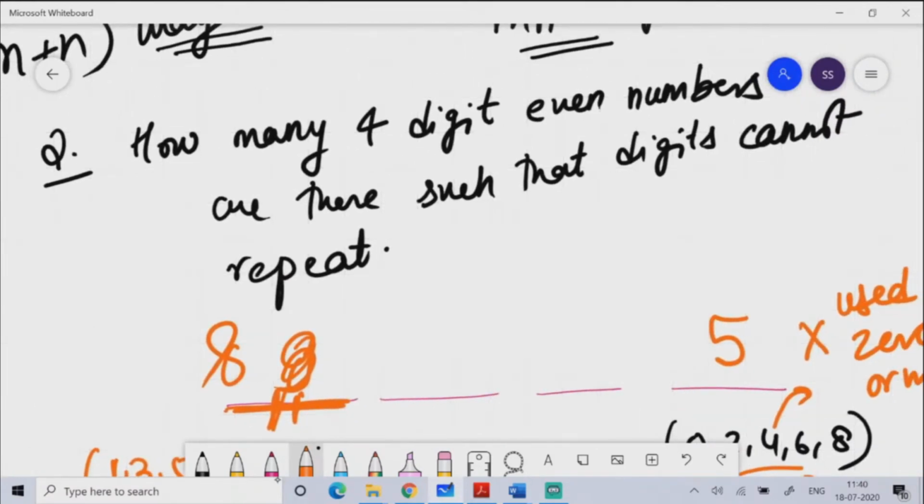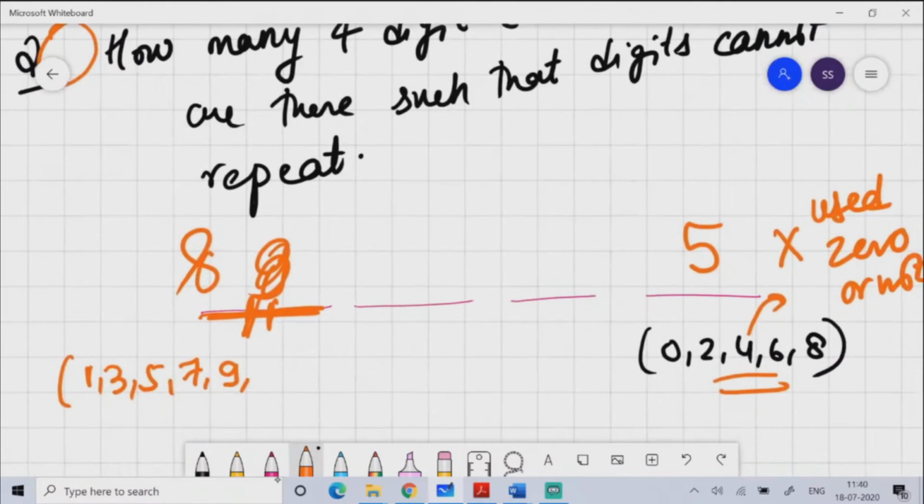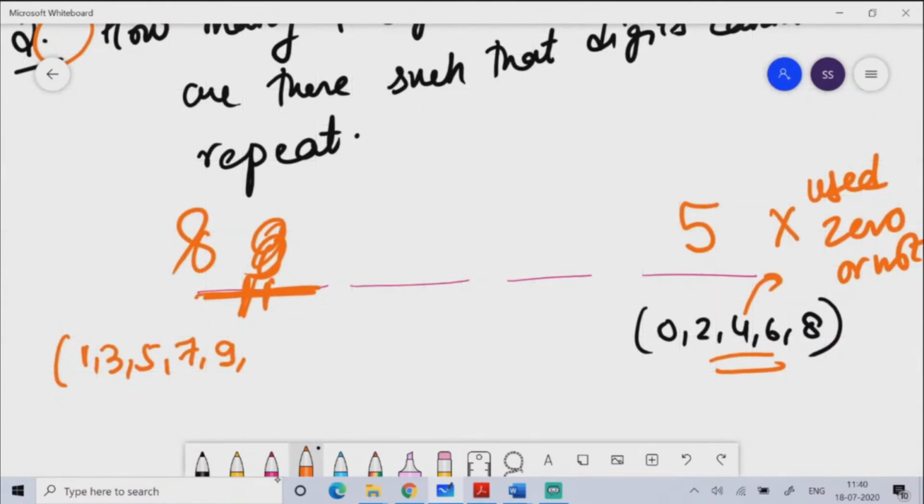Students make mistakes in this question because they are not able to solve it. To solve this problem, you need to understand the position of 0. You need to fix the position of 0, because if you have used 0 in the unit place, then 9 digits can come in thousand place. But if you have not used 0, then 8 digits can come.